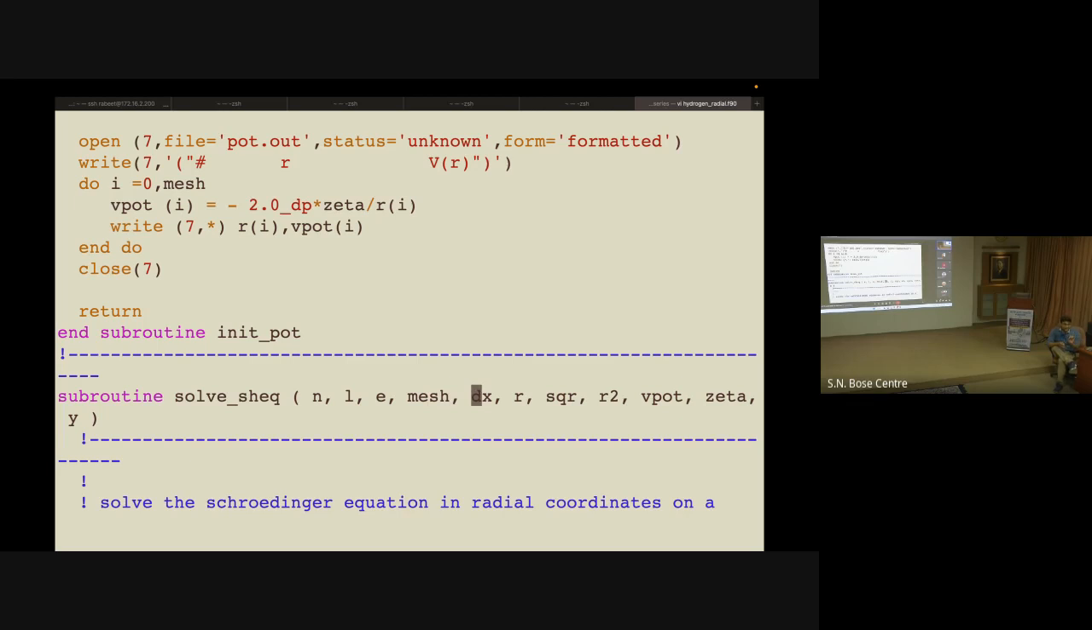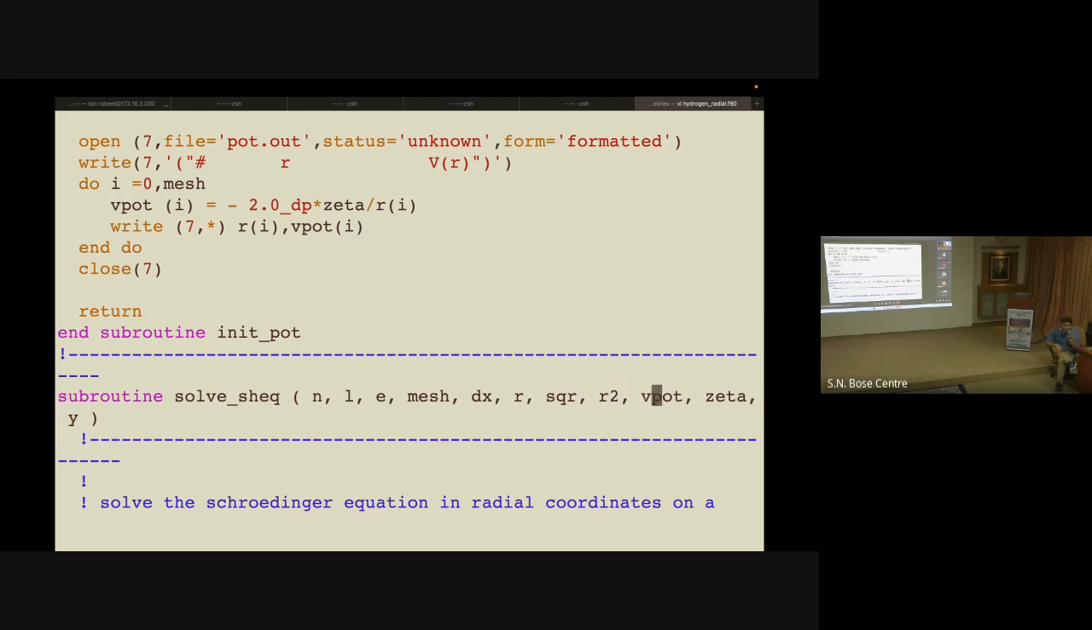Tx is the state size in the original mesh, not in the logarithmic mesh. In X, not in R. And R is basically this vector. The whole grid is stored in small r, from 0 to the maximum point. It's an array with the size of the mesh. Square root of R is just the square root of R, and R2 is R squared.